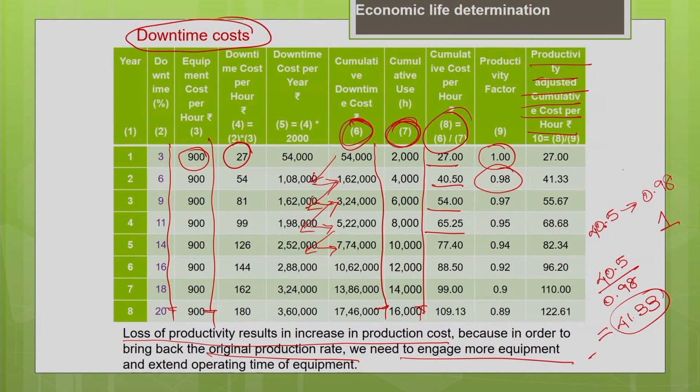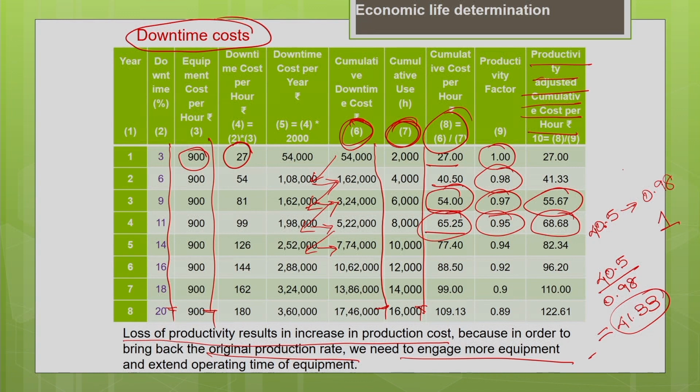You are going to find that by dividing the 8th column by the 9th column. 54 divided by 0.97, I will get 55.67. 65.25 divided by 0.95, you get 68.68. So, this gives you the productivity adjusted cumulative cost per hour. So, you have calculated the downtime cost.